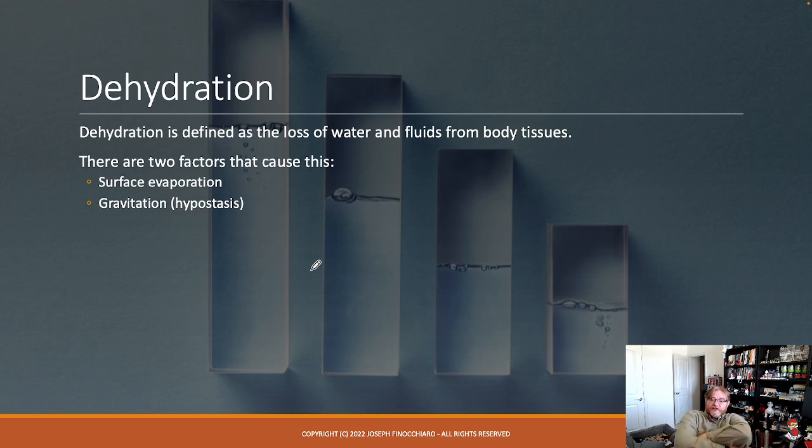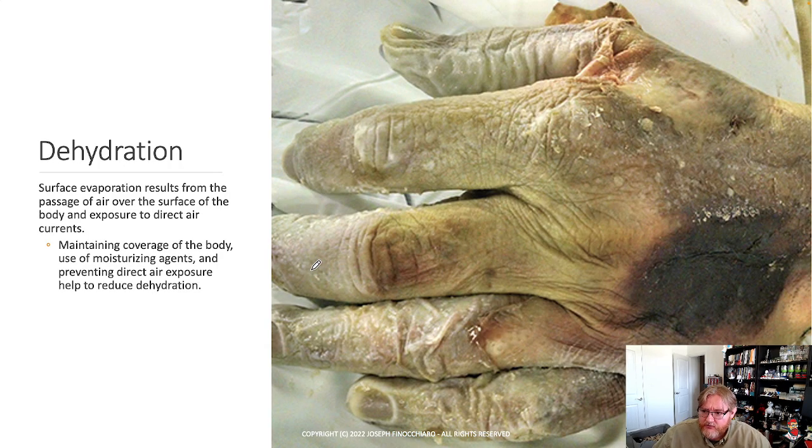So dehydration is defined as the loss of water and fluids from body tissues. There are two factors that cause this: surface evaporation and hypostasis or gravitation. Surface evaporation results from the passage of air over the surface of the body and exposure to direct air currents. Maintaining coverage of the body, use of moisturizing agents, and preventing direct air exposure help to reduce dehydration.